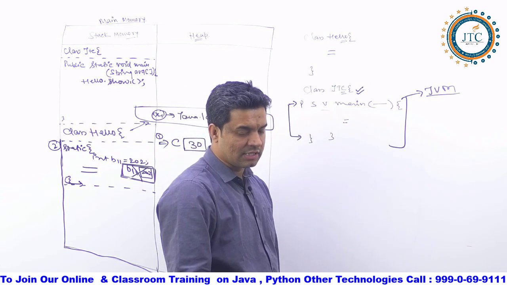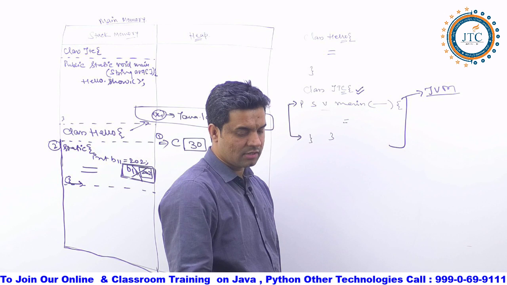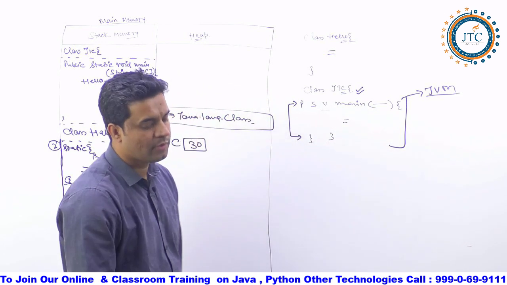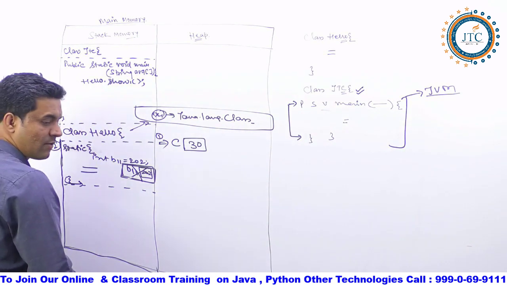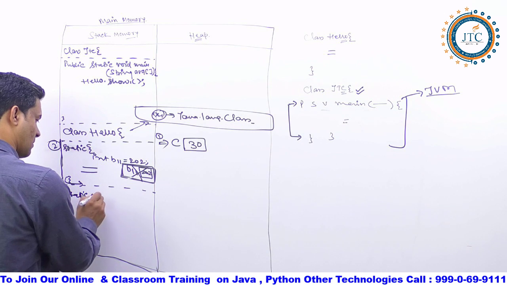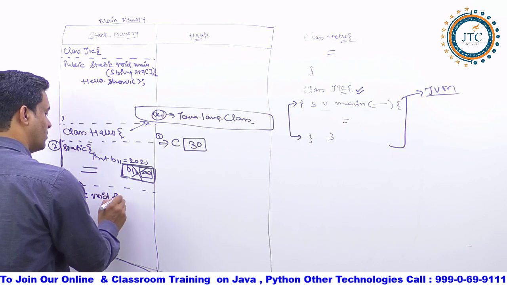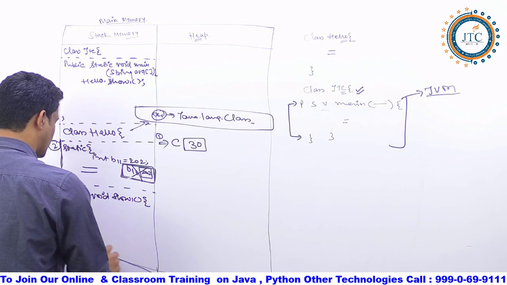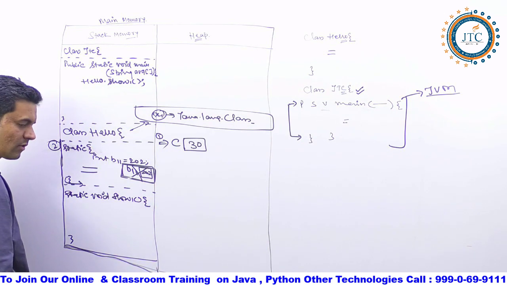So here I am processing this static method inside this class. What is the static method we are going to process here? We are writing static void show1. This is a static method I am writing here, correct? Now remember.